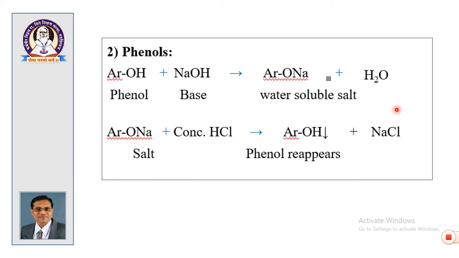Then for phenols, your phenolic compound is aromatic with an OH group. When you treat the phenolic compound with sodium hydroxide, it gets converted into the sodium salt of phenol. These are salts. The sodium salt of phenol is water soluble. And to the sodium salt of phenol, when you add concentrated HCl, you get the reappeared phenol. So, a phenolic compound soluble in NaOH and after addition of HCl, it is again reappearing, therefore phenol is present.